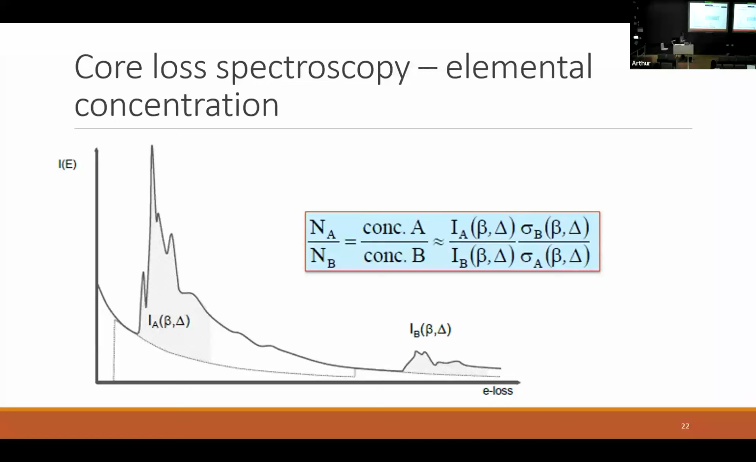Different elements have different probabilities of generating these transitions. We call those cross sections. Something heavier is going to scatter more strongly, so this cross section is going to be different to something that's lighter. We can look those up. These are well-known values. Once we plug in those values and our measured intensities, we can get the relative intensity of our different elements.